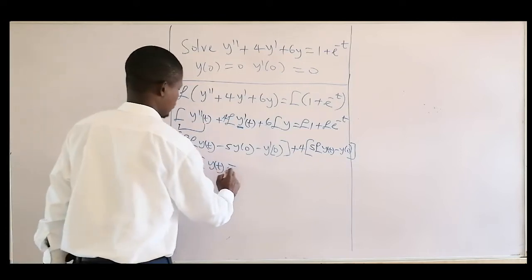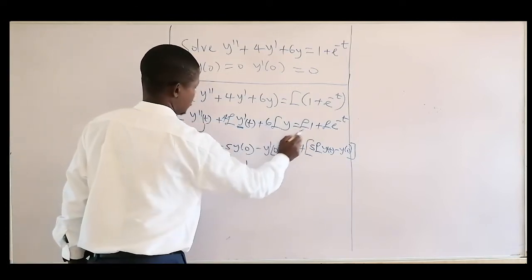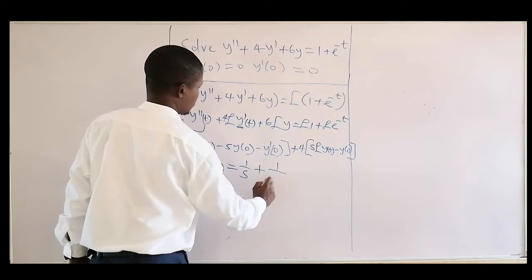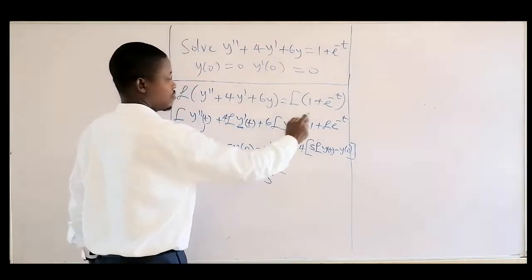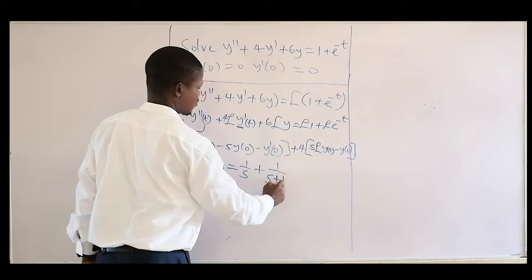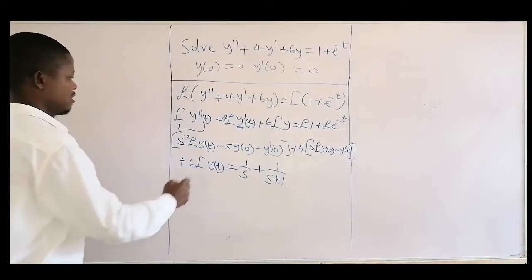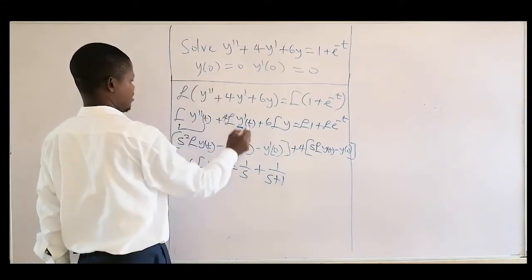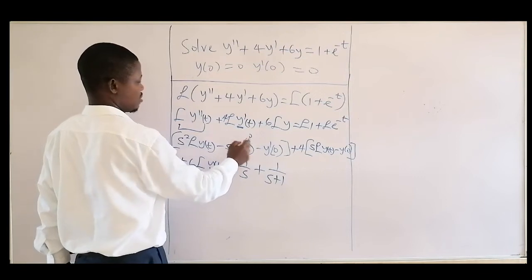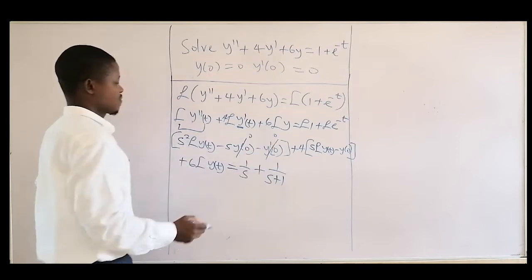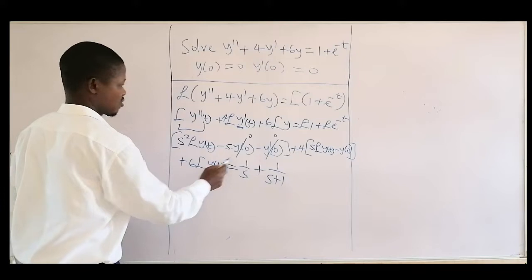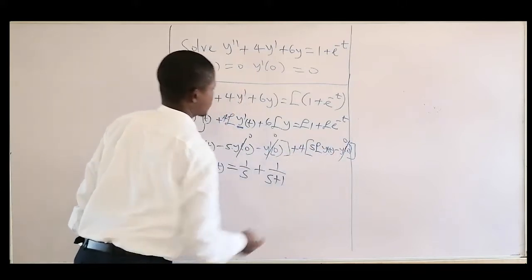Then plus 6 times the Laplace of y. The right hand side will be equal to 1 over s, the Laplace of 1, then plus 1 over s plus 1. From the conditions we are given, y of 0 is 0 and y prime of 0 is also 0, so these two expressions cancel, and this one also cancels out.